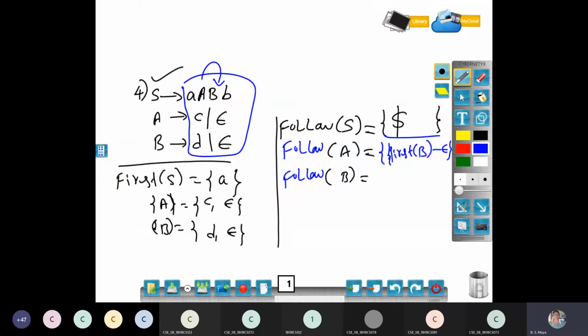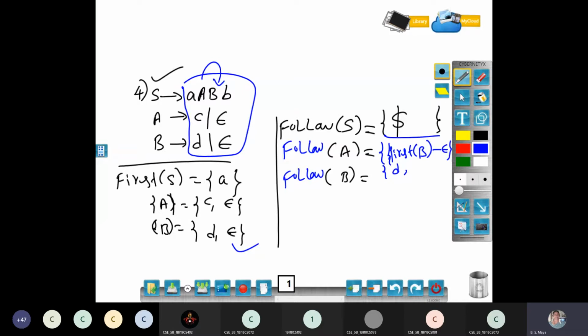What does the rule say? If you are following a non-terminal B, you have to add the first set of B, excluding epsilon. You have to subtract epsilon. The remaining thing should be added to the follow set of A. What is the first set of B? Epsilon, ma'am. Can I write epsilon? No, ma'am. Don't write epsilon in the follow set.